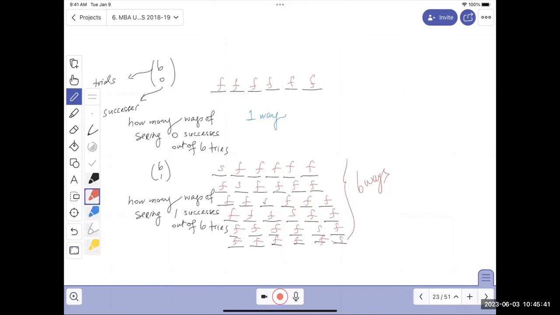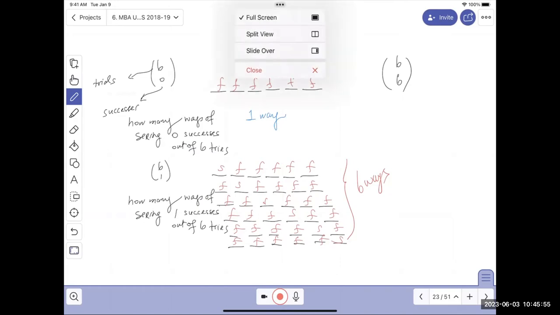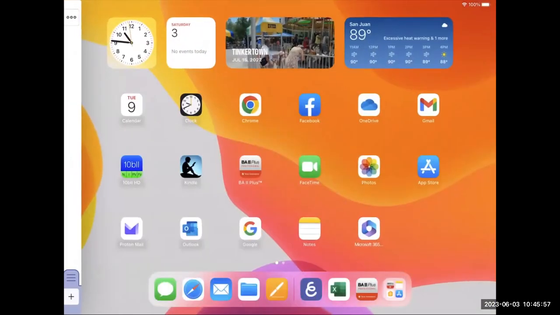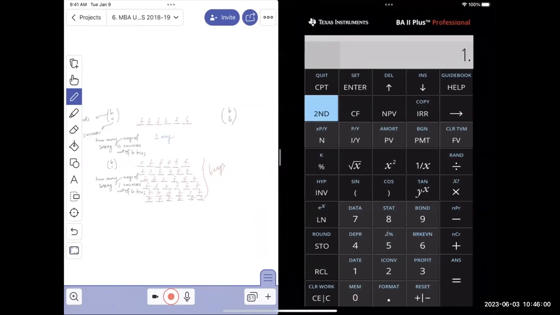On the other hand, what about this way? What's 6 choose 6? Before I do that, let's do 6 choose 1 on the calculator. So go back to the calculator. Clear, 6, second function nCr 1 is 6.